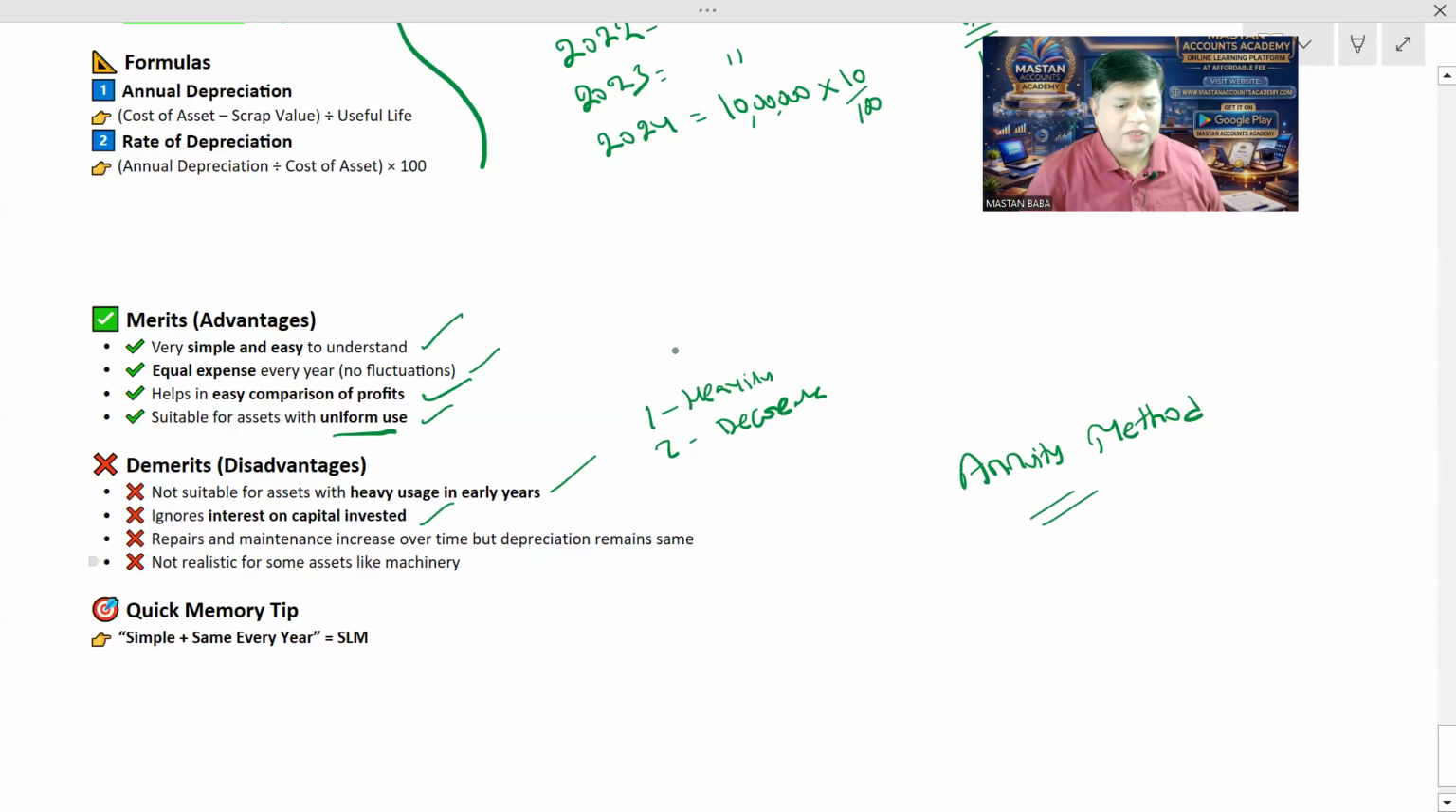Repairs and maintenance increases over time but depreciation remains the same. So what the third point is saying is very important to understand, ma'am. The third drawback, what it's saying is that every year depreciation is 1 lakh, 1 lakh, 1 lakh.